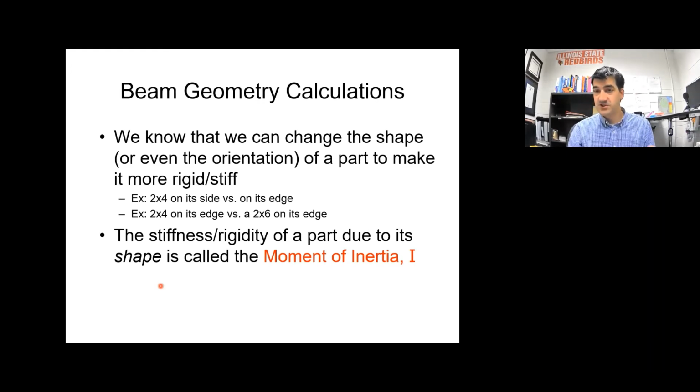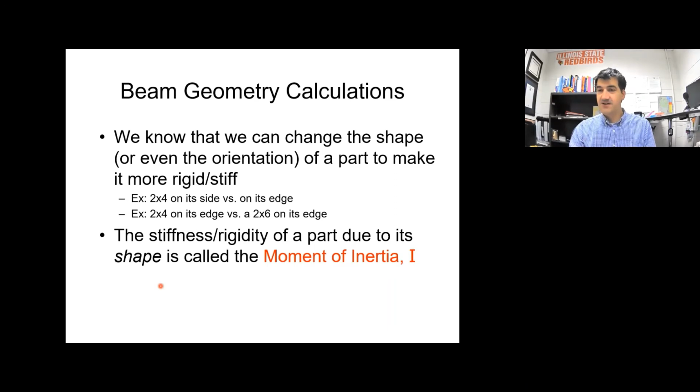Similarly, if you took a 2x4 and you replaced it with a 2x6 or a 2x12, which is what the majority of floor joists, floor support beams, are in houses, you'd see that there's a lot less bending for a 2x6 than a 2x4, or for a 2x12 than a 2x6.